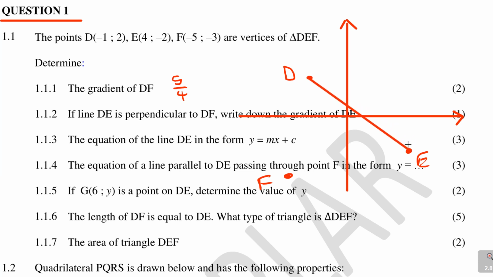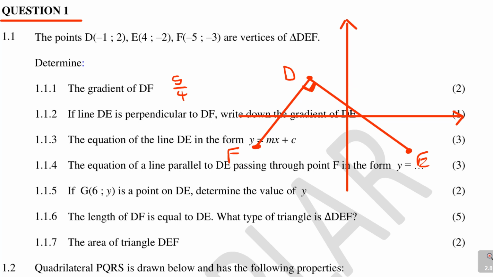So here they are saying DE is perpendicular to DF. So let me do it procedurally. If I'm drawing this, there it is. I expect here to be my point F. And then there is the 90 degrees I'm talking about. You see that? That's the perpendicular part.